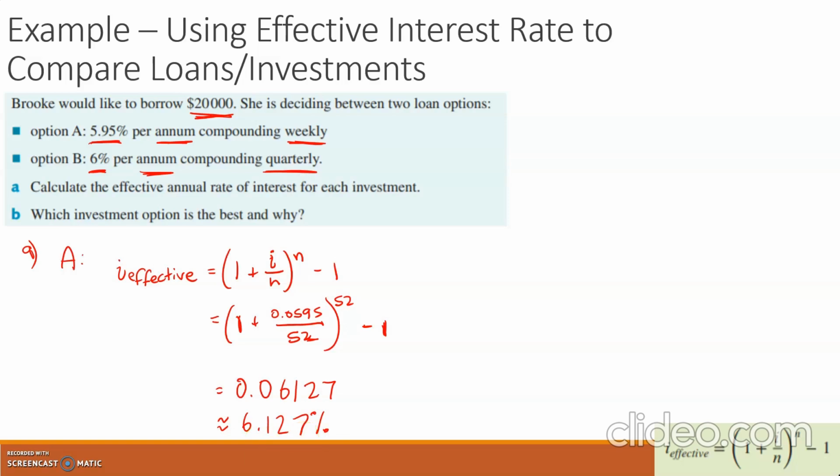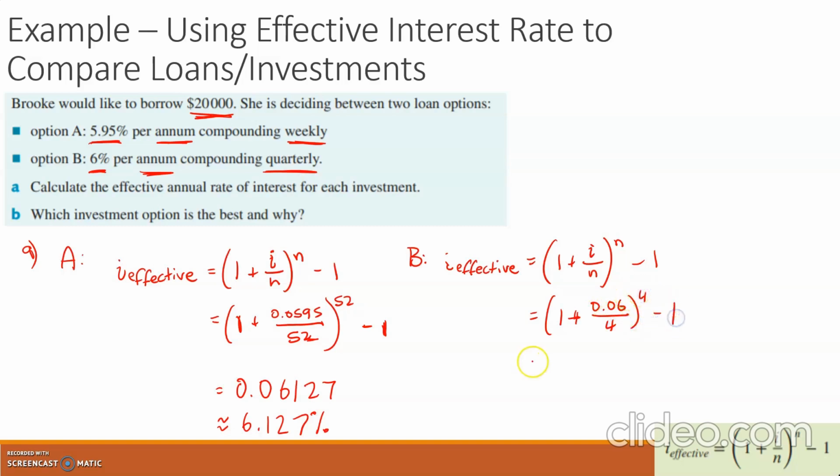So let's take a look at option B now. For option B, I use my same formula. My effective interest rate is equal to 1 plus the interest rate as a decimal over the number of compounding periods, to the power of the number of compounding periods, minus 1. In this case, that means it's 1 plus 6% as a decimal, so 0.06, over 4, because I'm on a quarterly compounding period now, to the power of 4, minus 1.